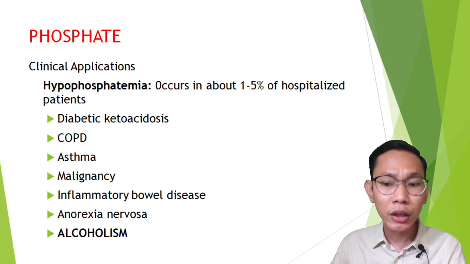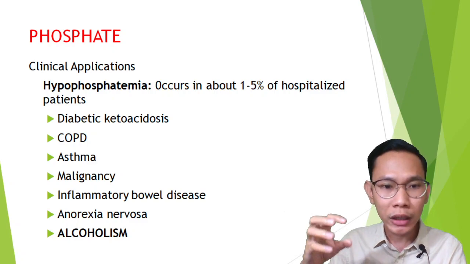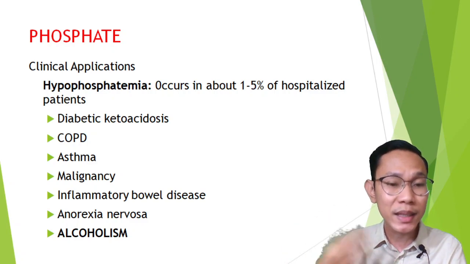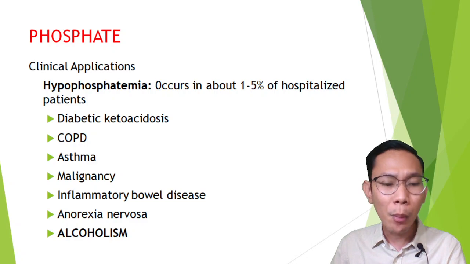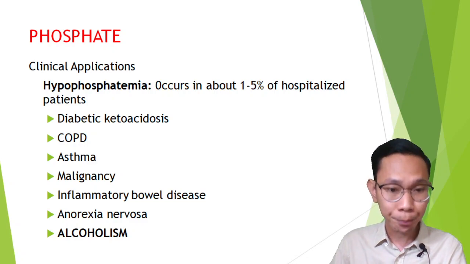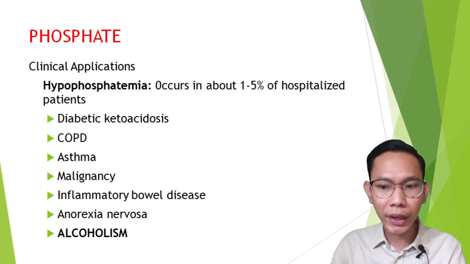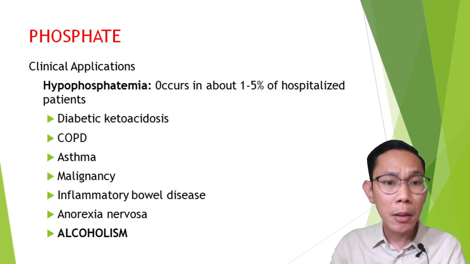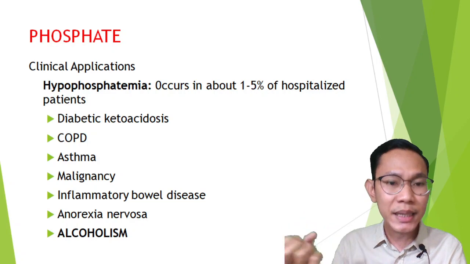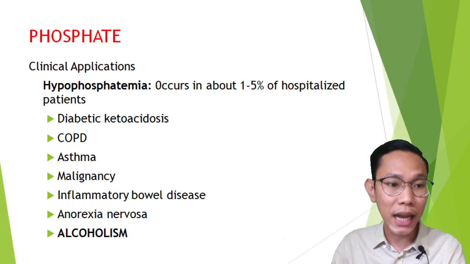Again, could also be due to vomiting. So when we vomit, then of course we excrete a lot of your phosphate. Kaya bumababa ang level ng ating phosphate. And nagkakaroon din tayo ng marked phosphaturia, meaning increased excretion of your phosphate. So these are the reasons why nagkakaroon tayo ng hypophosphatemia sa ating alcoholism.